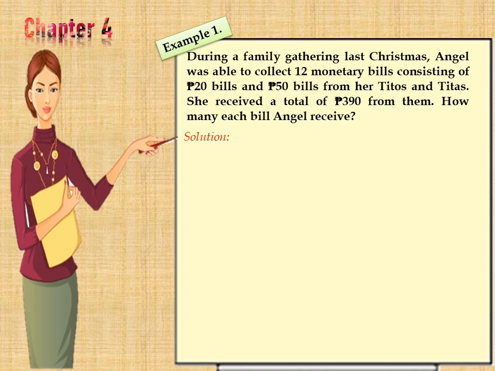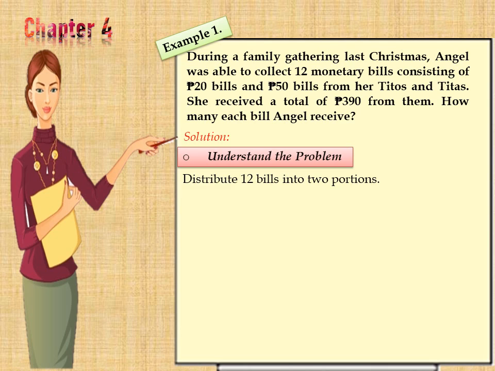Okay, so the first step is understand the problem. In understanding the problem, remember to try to restate the problem in our own words, or we put ourselves into that situation to relate to the problem. So here, we're going to distribute 12 bills into 2 portions, because Angel received 12 monetary bills. Okay? So, for the second step, devise a plan.